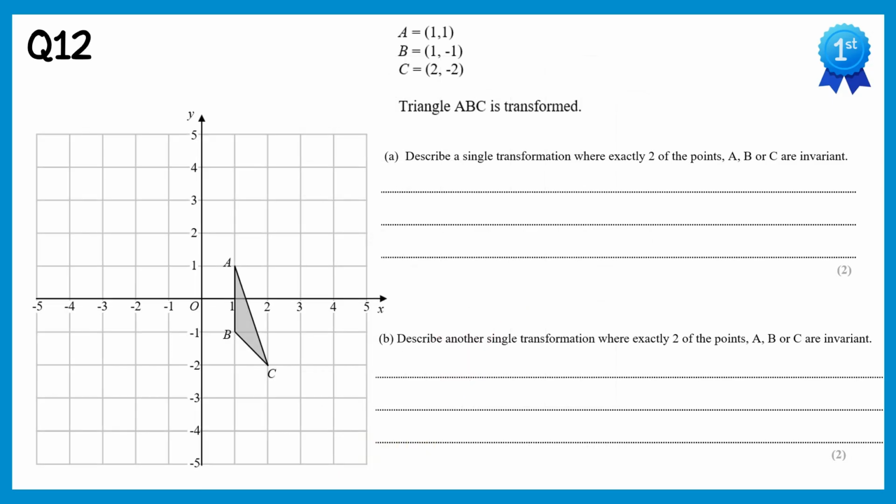In this question, we need to try and find a single transformation where exactly 2 of the points are invariant. If you want 2 of the points to be invariant, you need to pick a reflection. So the simplest one to spot is a reflection in this line here. Since the points A and B are directly on the line, when we reflect them, they won't move, and so they're invariant.